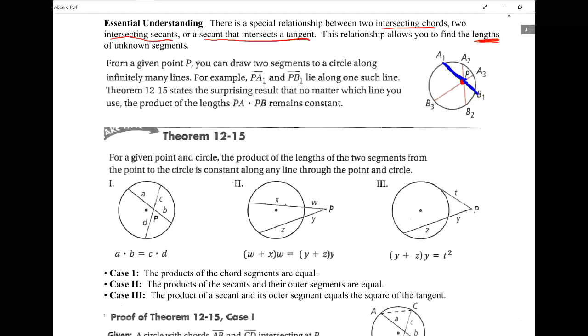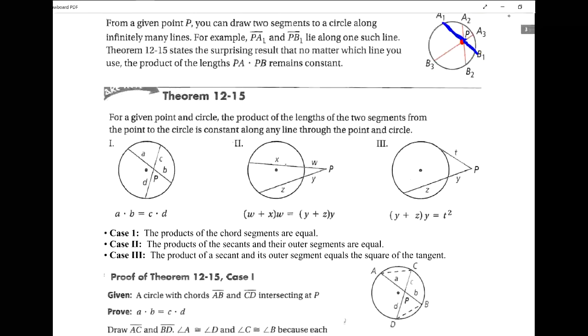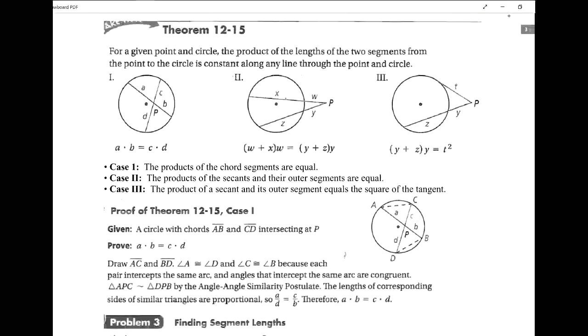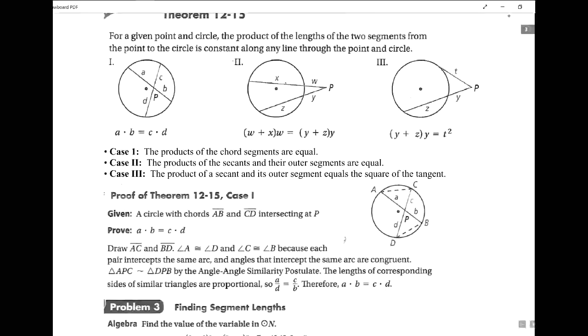This takes us to our theorem here that says for a given point and circle, the product, so that says multiply, of the lengths of your segments, now this is important, from the point to the circle is constant. So if we multiply the length of those segments, we're going to get the same number.